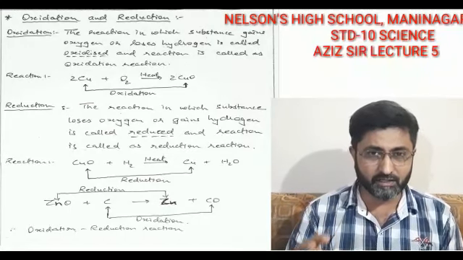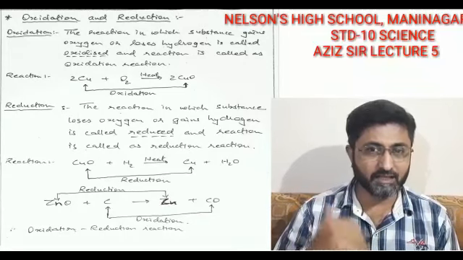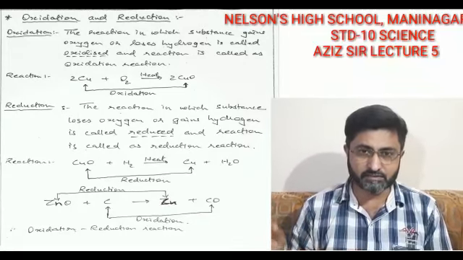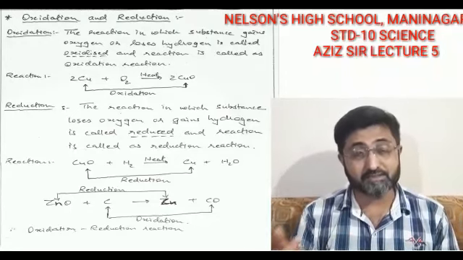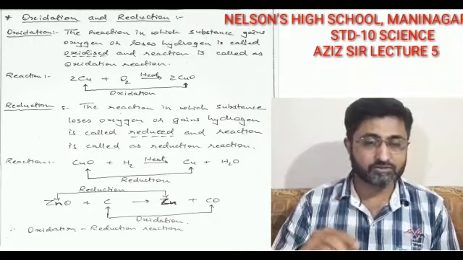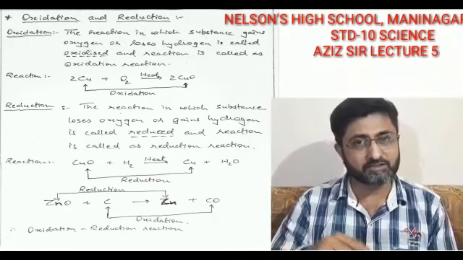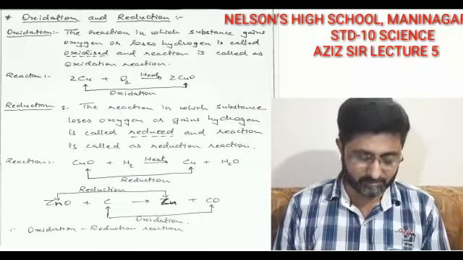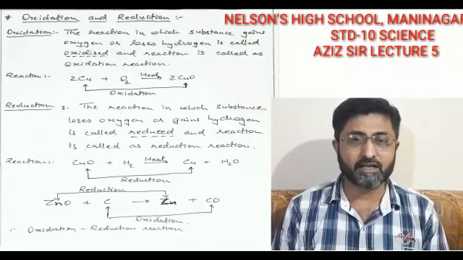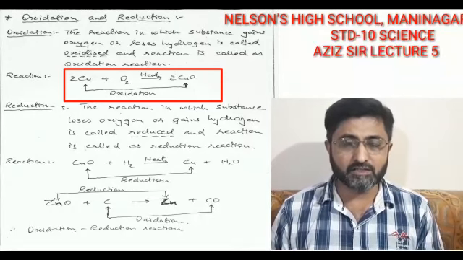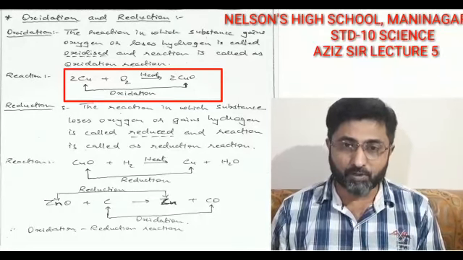So the reaction in which oxygen is gained and hydrogen is lost is called an oxidation reaction, and the substance is said to be oxidized. So what happened to the substance? The substance is oxidized, and the reaction is called an oxidation reaction. Now here in this reaction, as you are able to see, copper plus oxygen gives copper oxide.